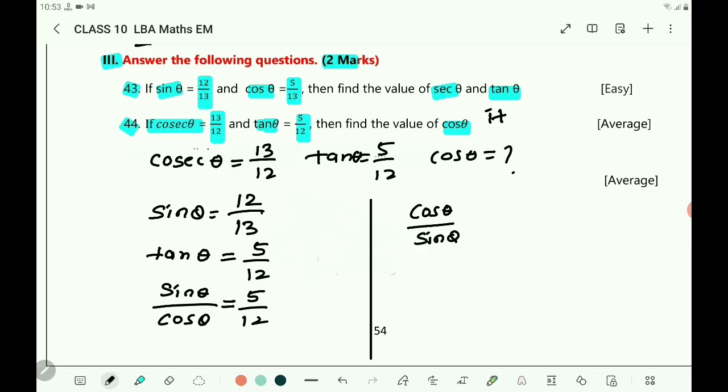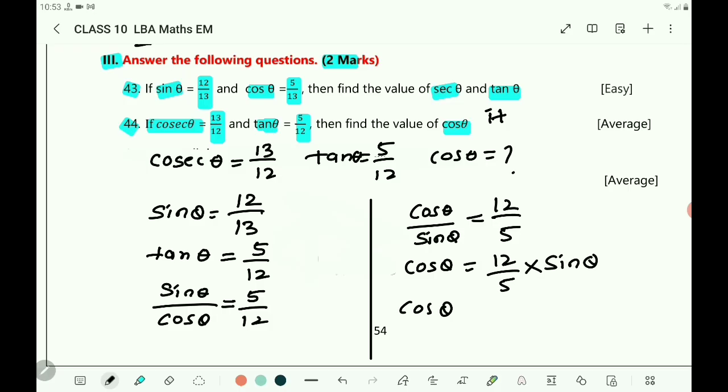It becomes easy for you. And interchange here also, equals 12 by 5. Here the numerator and denominator are interchanged. Here also we have to interchange them. Now cos theta is equal to what? 12 by 5 into sin theta. Write that cos theta is equal to 12 by 5 into sin theta.